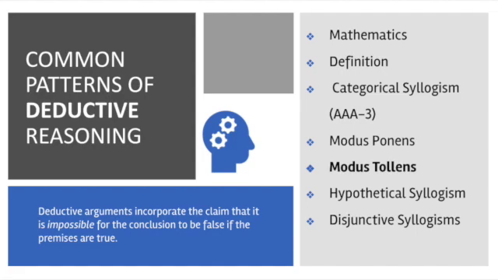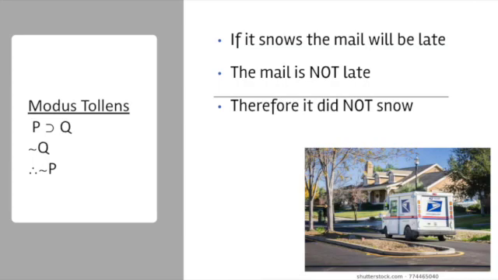So modus tollens is essentially the reverse, that instead of affirming the antecedent, you deny the consequent. You deny the second half of the if-then. So, if it snows, the mail will be late. The mail is not late. Therefore, it did not snow. So you see what happened here is because I denied the consequent, you get the negative of the antecedent. If it snows, the mail will be late. The mail was not late. Therefore, it did not snow.